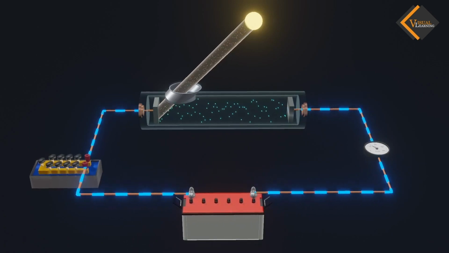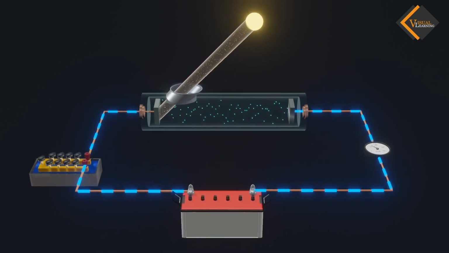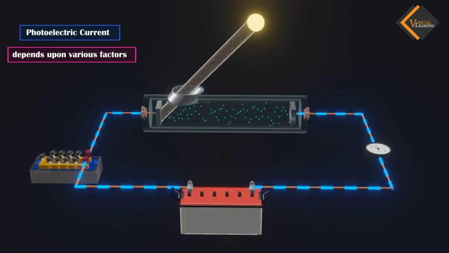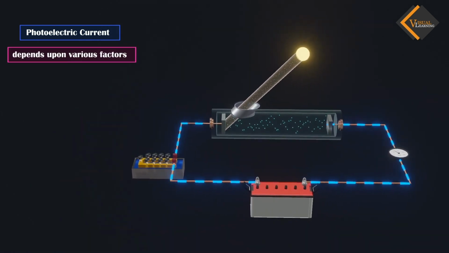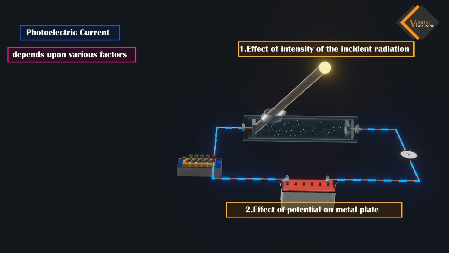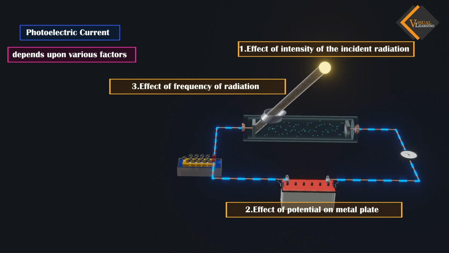In this experimental study, it was found that the variation of photoelectric current depends on certain factors. These factors are intensity of the incident radiation, potential on the metal plate, and frequency of the radiation. Now, let's understand how these factors affect the photoelectric effect.